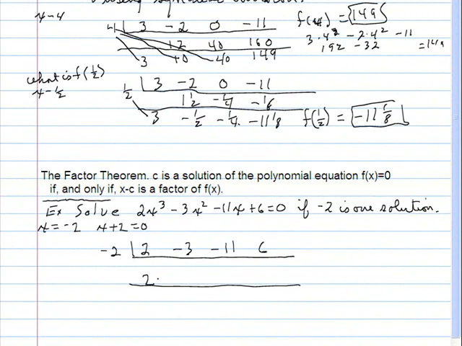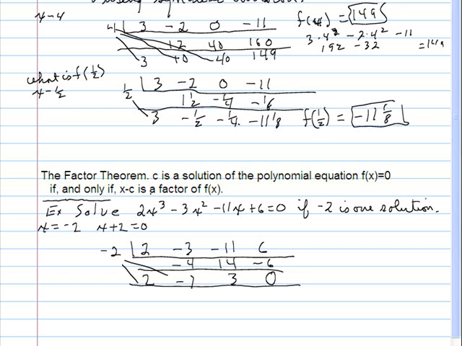I'll bring down the first one, multiply, 2 times negative 2 is negative 4, and I'll add, and that will give me negative 7. Negative 2 times negative 7 is positive 14. I'll add, and that'll give me a 3. Negative 2 times 3 is negative 6. I'll add, and it gets 0.